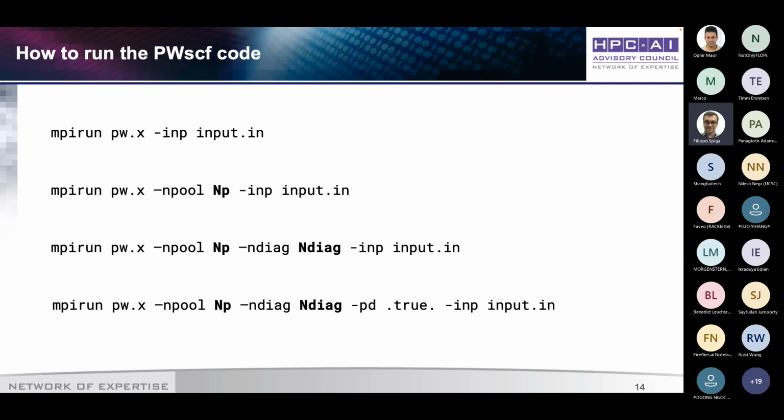If you want to switch between slab and pencil, there is an extra option. This is all command line, no need to recompile the code. It is called PD, basically true or false, that switches on pencil decomposition when it's true, or slab decomposition, which is the default, when it's false. So it's fairly easy to run the code.